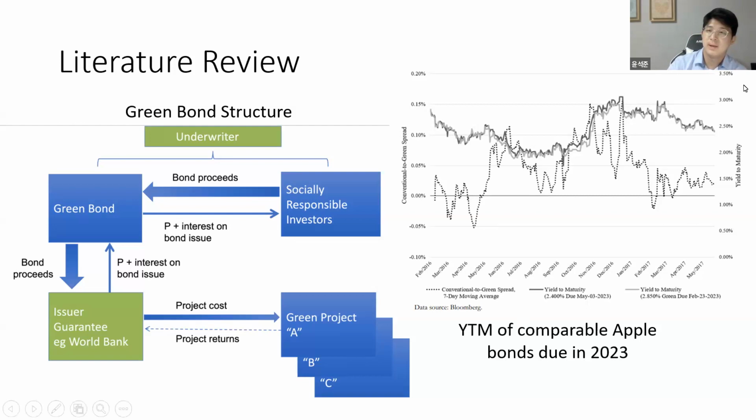This was conducted by another previous research in 2021, and the object of this research was to compare Apple's conventional bond and the green bond, the second green bond that Apple issued. They compared the conventional to green spread. And the results were that there was actually no big significant yield difference between these two bonds. And they said that the evidence of the greenium at that time was very scarce.